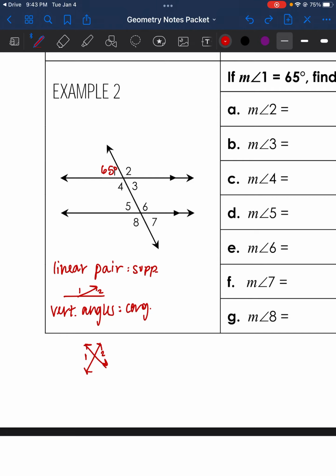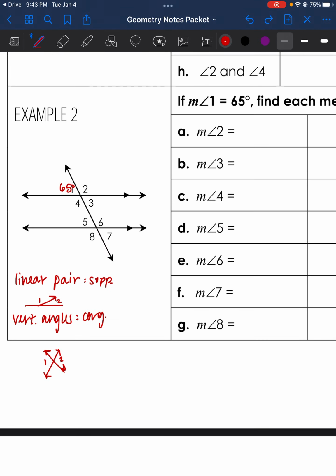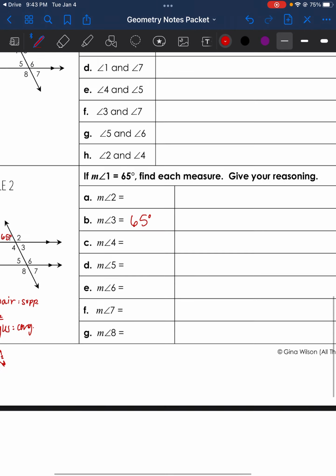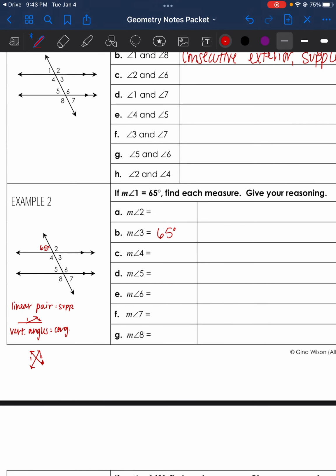Okay, so if I know that angle 1 is 65 degrees, the vertical angle here, angle 3, must also be 65 degrees because they're vertical angles and we know that those are congruent. So angle 3 is also 65 degrees. Oh, and give your reasoning. Okay, well, my reasoning here is that it's vertical to angle 1. So now we know that this is 65 degrees.